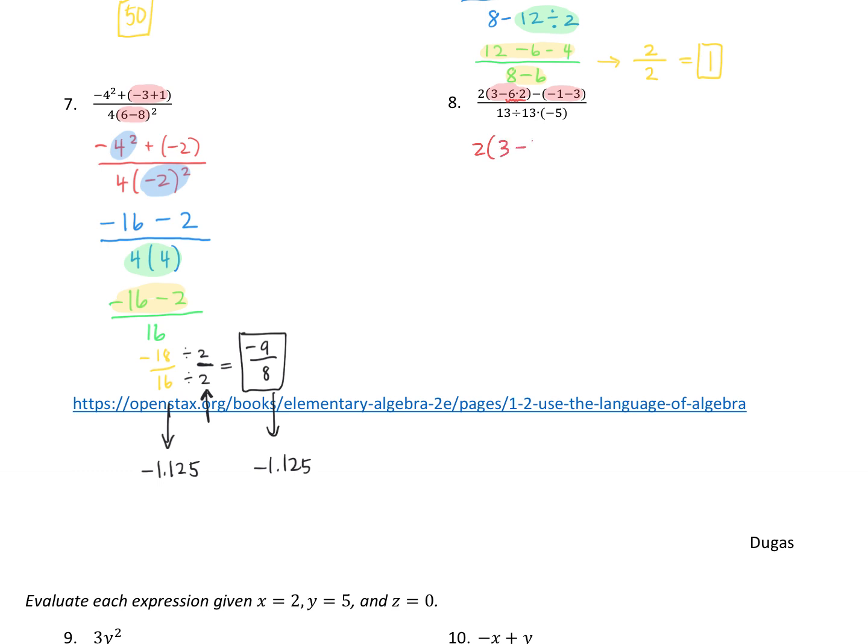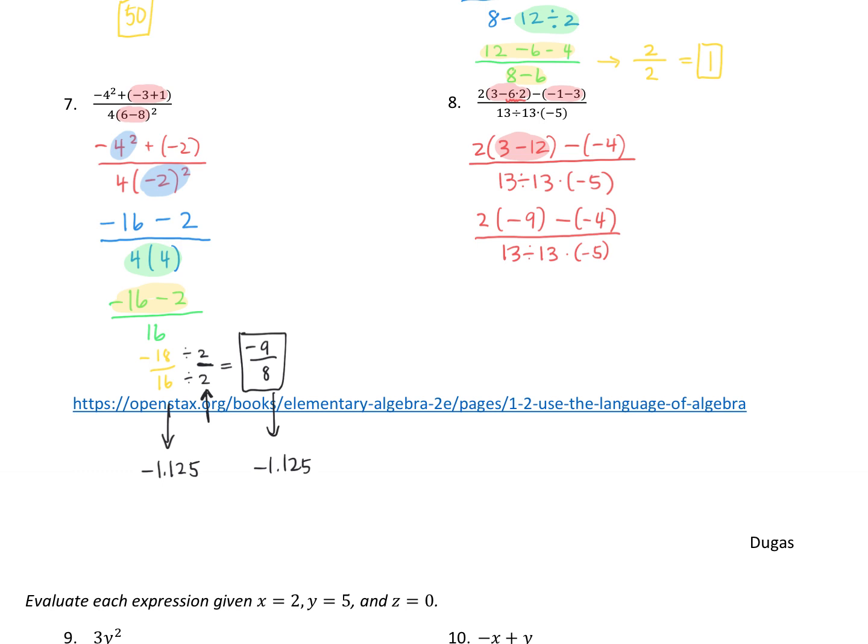So 3 minus 12 minus negative 1 and a negative 3 is a negative 4, all over 13 divided by 3 times a negative 5. I still have something else to do in parentheses up here. I've got this operation, so I'm going to take care of that. So 2 times 3 minus 12, whoops, and I didn't take care of it. 3 minus 12 is negative 9 minus a negative 4, all over 13 divided by 13 times negative 5.